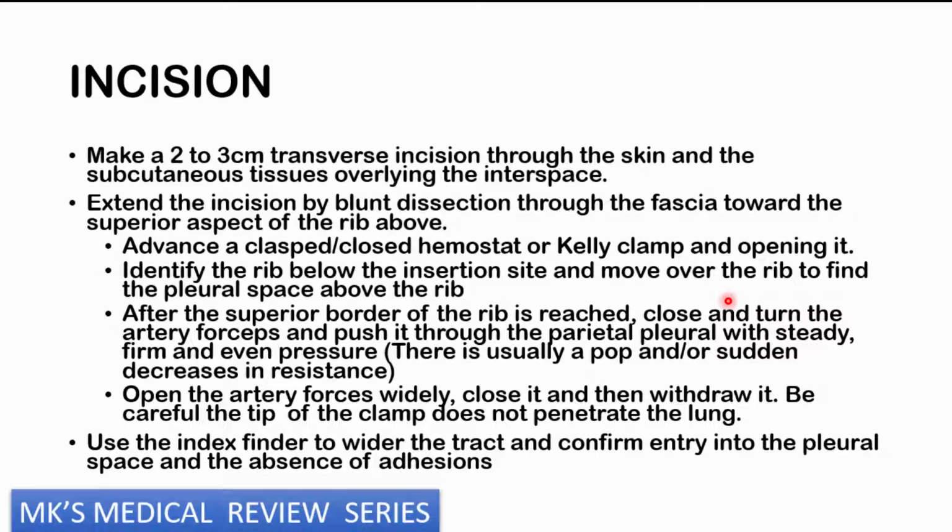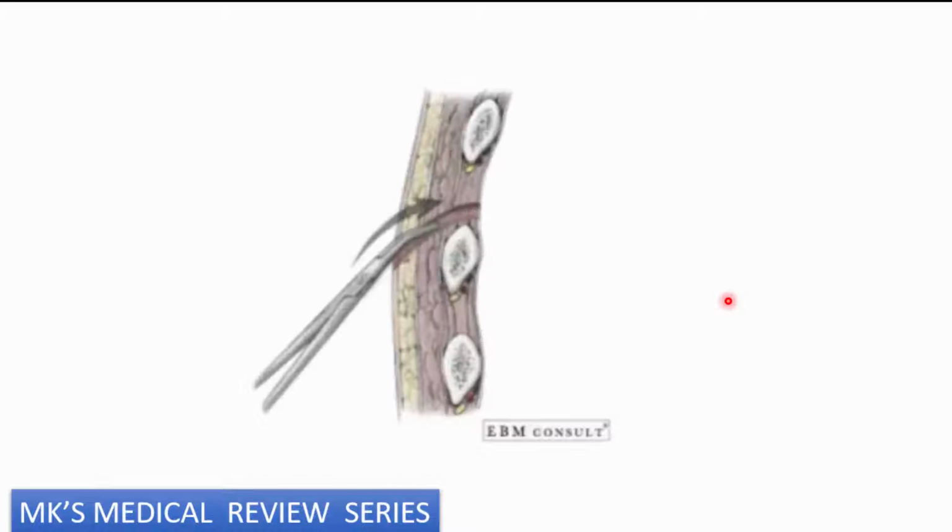And when you're closing it and withdrawing it, ensure that the tip of the clamp doesn't perforate into the lungs, because it's very common for the tip of this forceps to go into the lungs and puncture the lungs. And then you should use your index finger to make the tract a bit wider, and of course enter into the pleural cavity and confirm if there are any adhesions that are present.